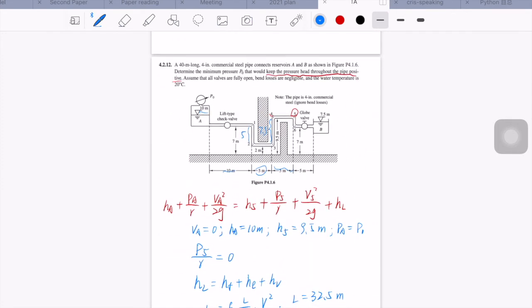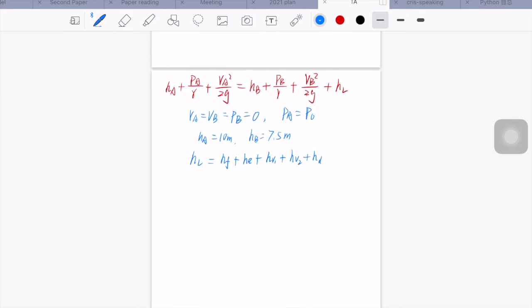So this is entry loss, this is Valve1 loss, and this is Valve2 loss, and this is exit loss. Because the bend losses are negligible, the head loss equals this one. So we know hf equals f times L divided by D times V squared divided by 2g. For now, L equals 14 meter, and diameter also equals 0.1 meter.